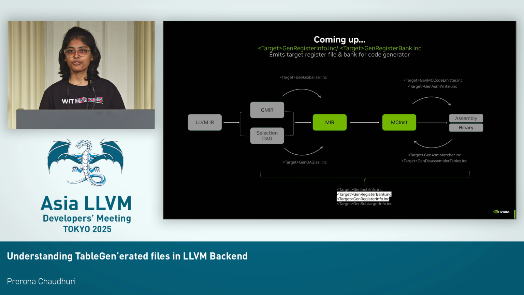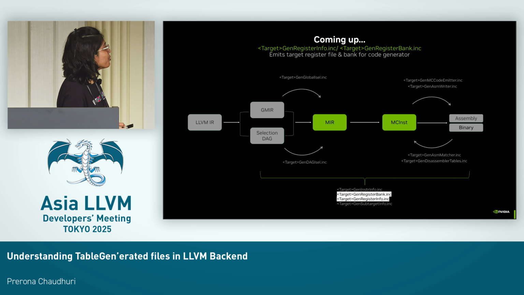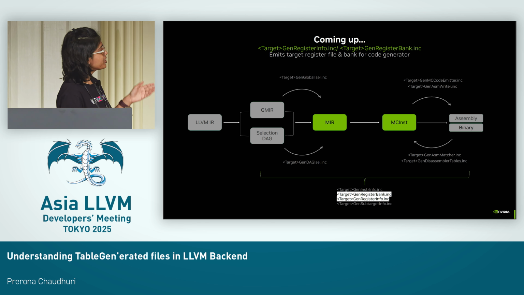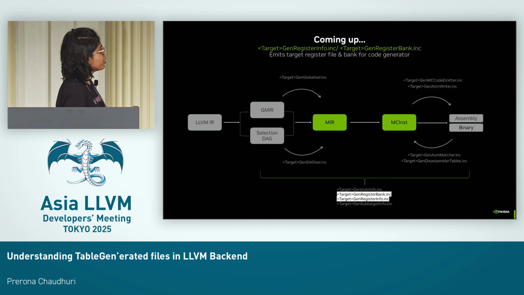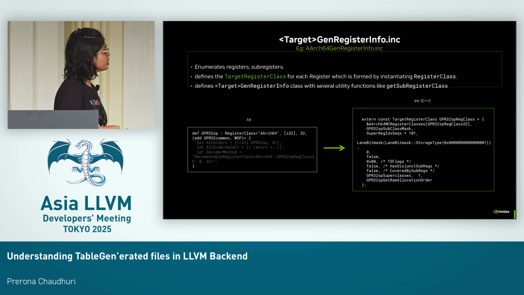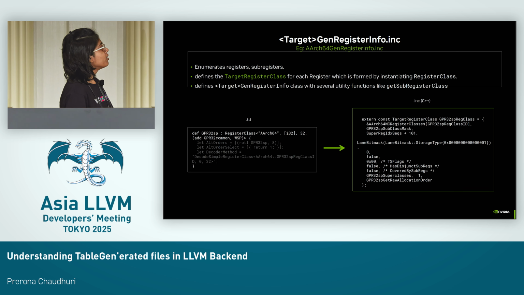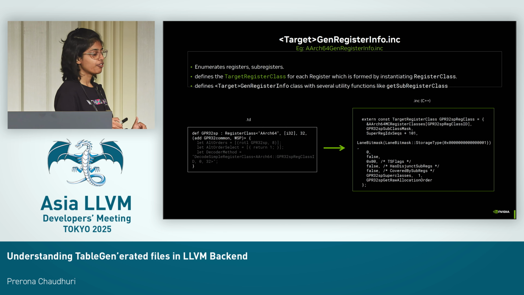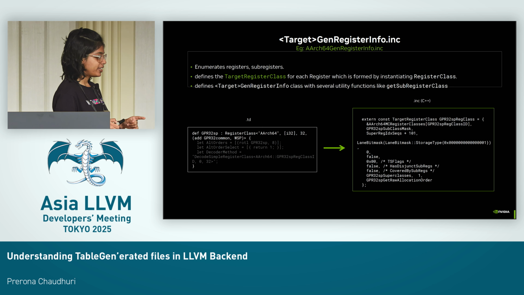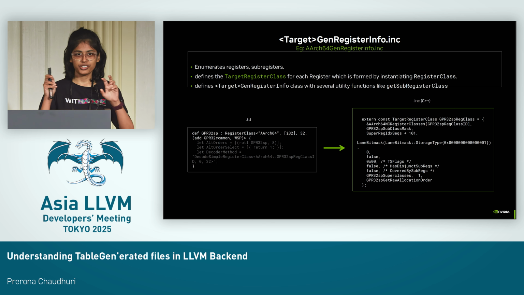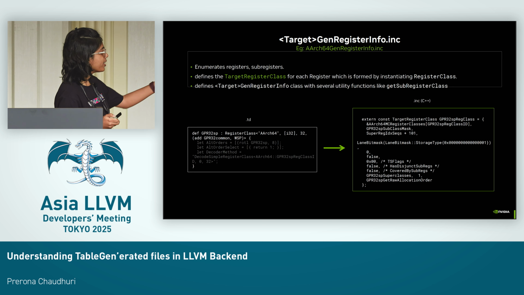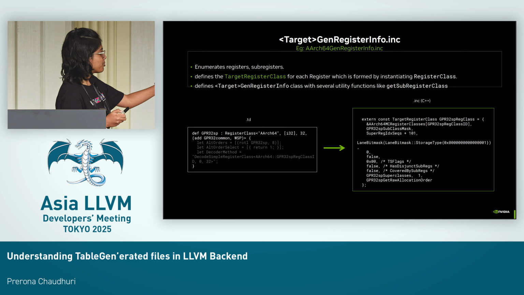This is the last few slides of the talk, where we are going to see the files register.info.inc and register.bank.inc, which emit the target register file and the bank for the code generator. So let's first look at register.info.inc. It enumerates registers and sub-registers. Then it also defines your target register class for each register. Basically, whatever you are instantiating using the register class is converted. You can see the C++ code for that here.